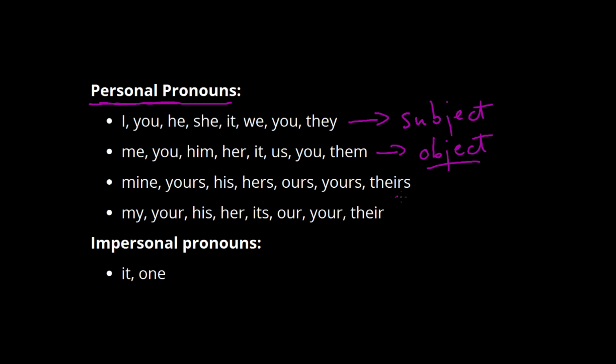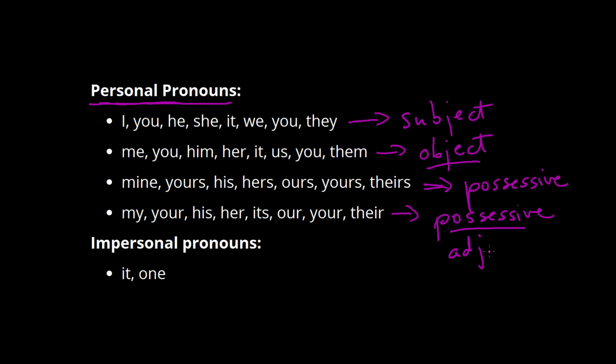The third category consists of possessive pronouns. You can see why, they show possession. And the last category here consists of possessive adjectives. So these pronouns do the job of adjectives. Other ones can do that as well, but these very specifically function like possessive adjectives. So you can say my car, your dress, and so on.